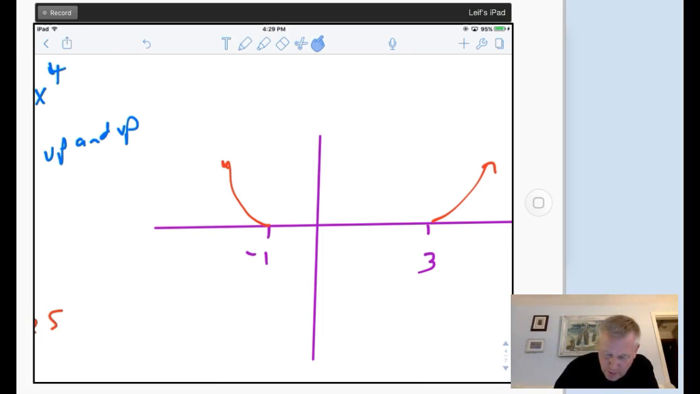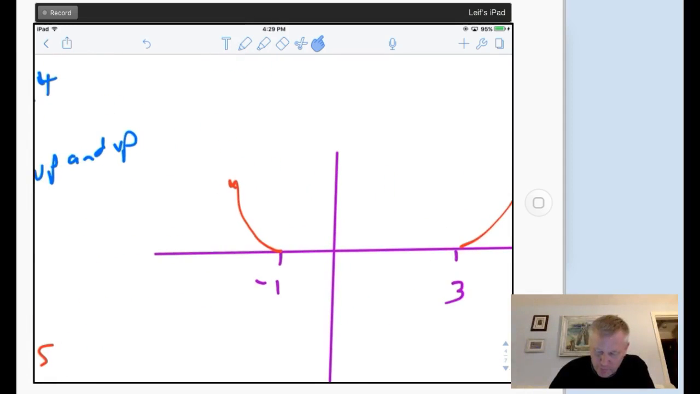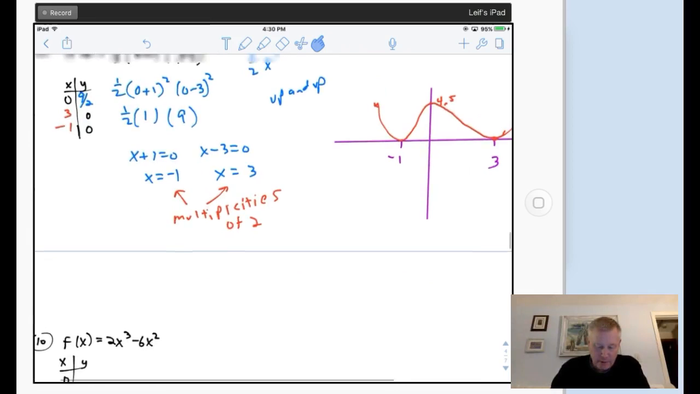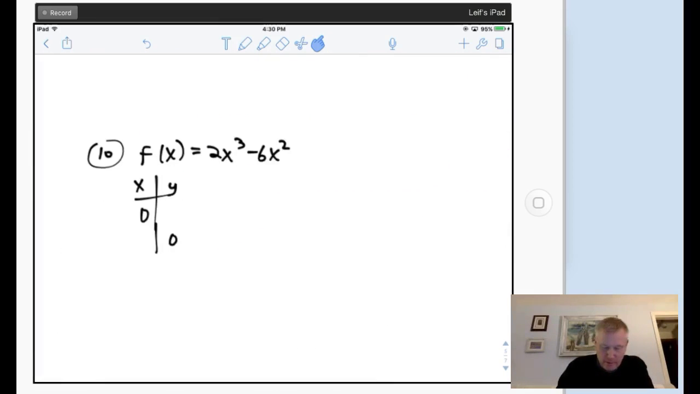This one goes back up, and where does it go through? Oh, at 4.5. Okay, so let me label that. This will be 4.5. And we'll say it hits right there, okay? All right, so there's my graph, and yeah, that's it. Moving on to the next one, number 10, this one.